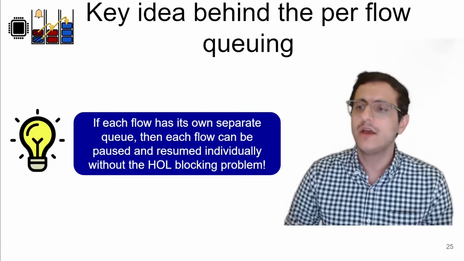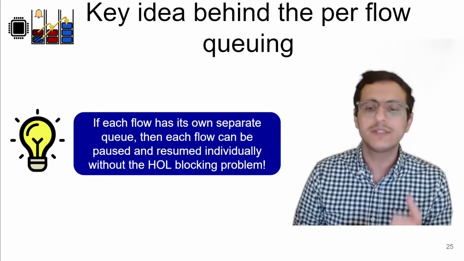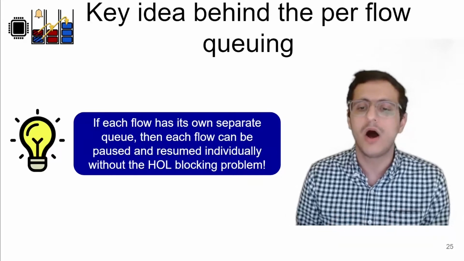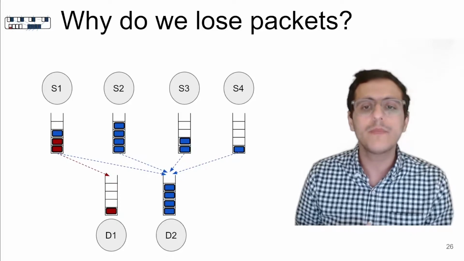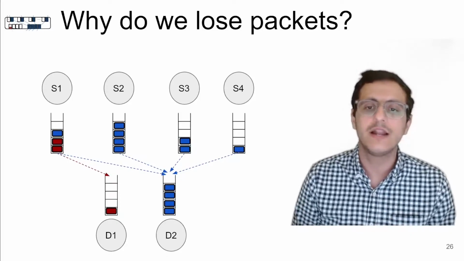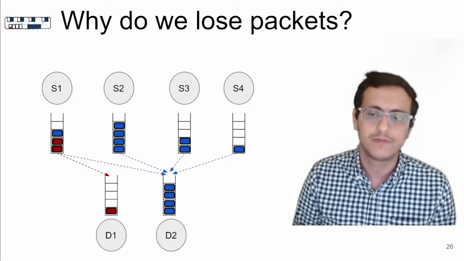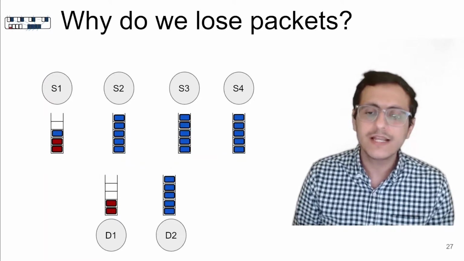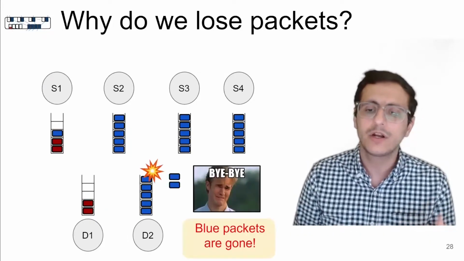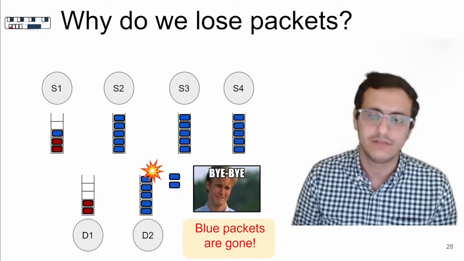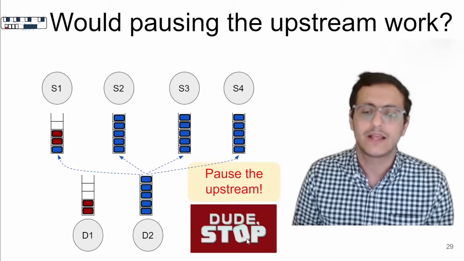The key idea behind the per flow queuing, though, is that if each flow has its own separate queue, then each flow can be paused and resumed individually without the head-of-line blocking problem. Before jumping into per flow queuing, let's understand why we lose packets. Here we have multiple senders and 2 receivers, and if our senders send packets at a rate that the receiver cannot keep up with, then we're going to have packet drop at one of the receivers, for example. The question is how we can avoid this packet drop.